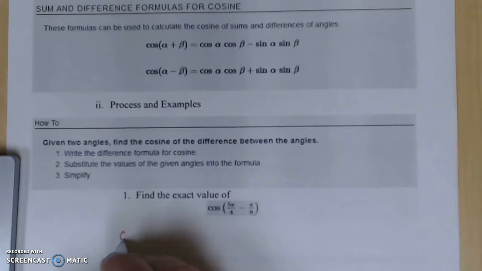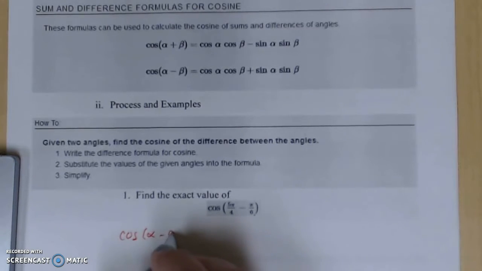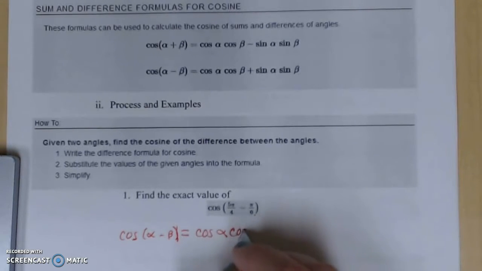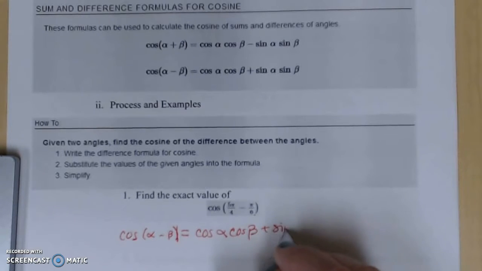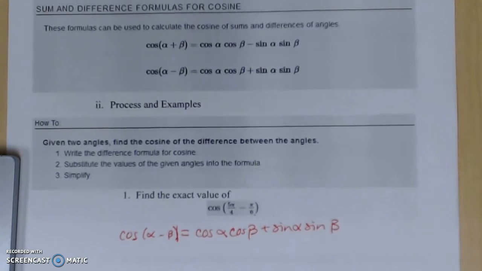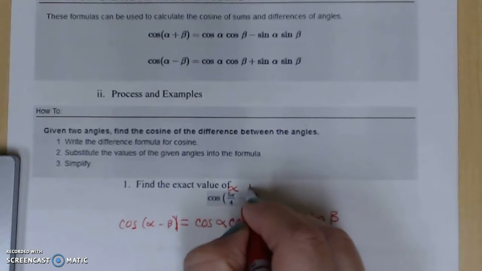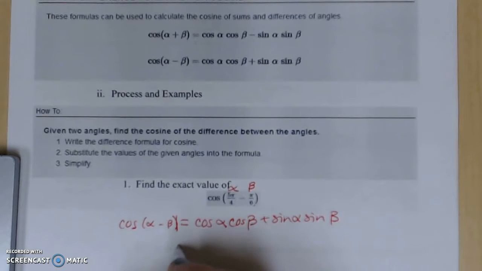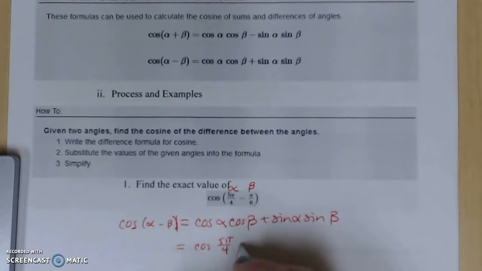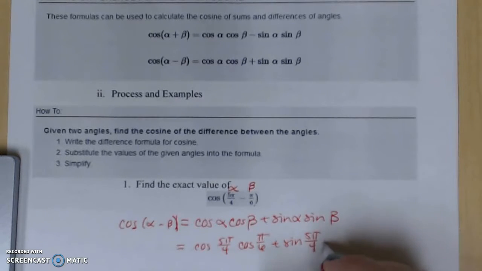Let's remember that cosine of alpha minus beta is equal to cosine of alpha, cosine of beta, plus sine of alpha, sine of beta. That's just from what you see up here. Considering this, this is going to be my alpha and this is going to be my beta. So this is going to be equal to cosine of 5 pi over 4, cosine of pi over 6, plus sine of 5 pi over 4, sine of pi over 6.